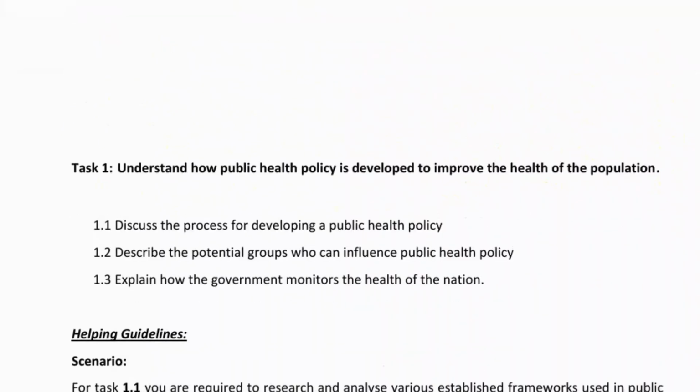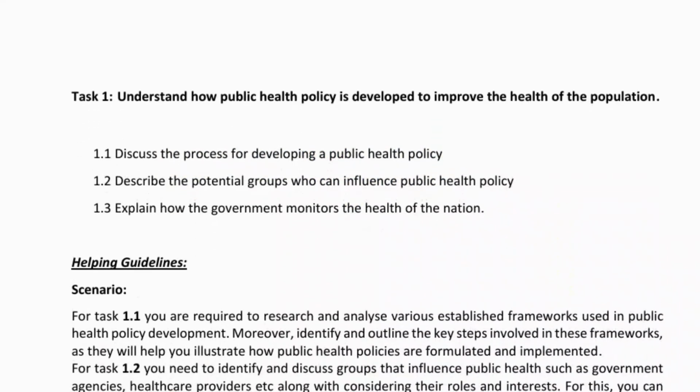Now here comes learning outcome 1, under which for assessment criteria 1.1, you need to discuss the complete process that can be used for creating or developing public health policies. You have to discuss how public health issues are identified, evaluated and addressed through policy development.